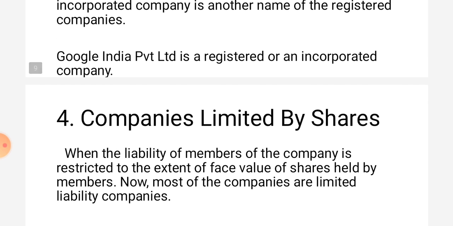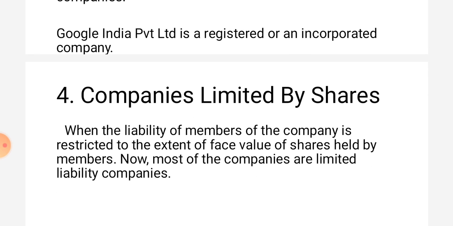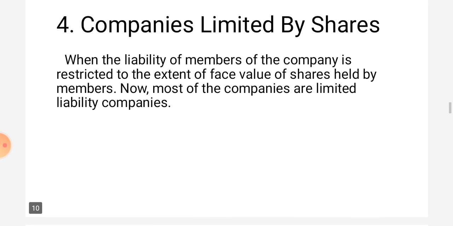Okay. Now we have to understand the company on the basis of their liability. So there are three types which I have shown in the earlier slide. Now it is companies limited by shares. That means the liability of the members is limited to the extent of shares held by them. That means the liability of the members of the company is restricted to the extent of face value of shares held by the members. Now most of the companies are limited liability companies.